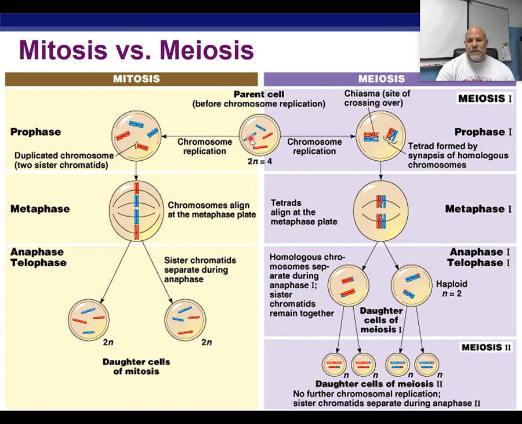And we're going to go through G2 just like normal, and then we're going to approach the cell division process, and then that's where things get a little different. So as the chromosomes condense during mitosis, the individual chromosomes stay separated from one another. In meiosis, the homologous chromosomes pair up.